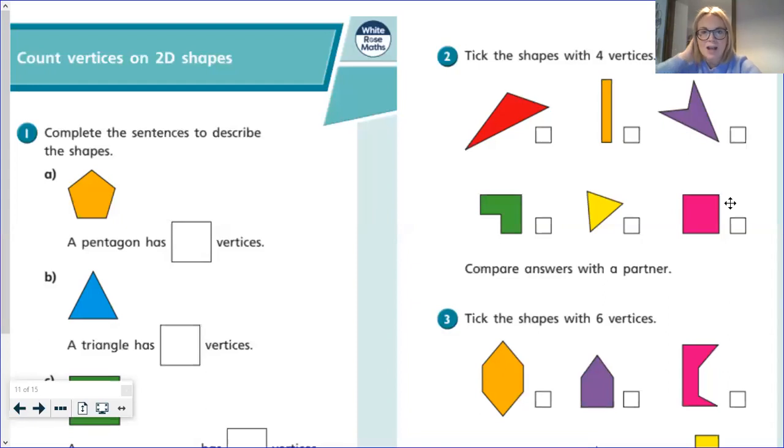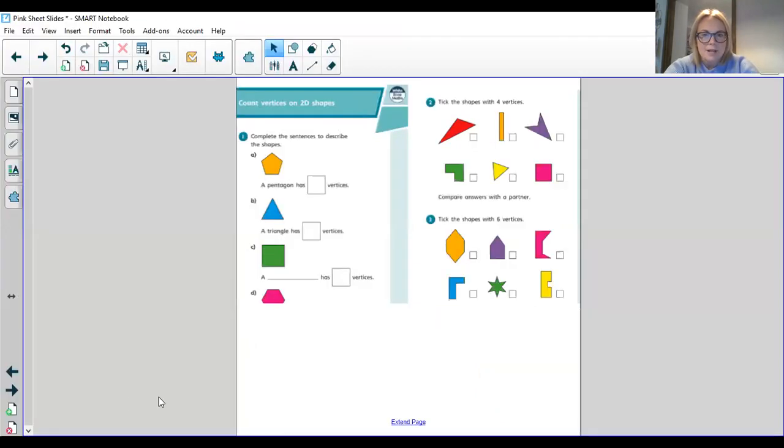Okay, here is your worksheet for today. So you're counting vertices on 2D shapes. Now, I can see that this is covering a little bit up, so let's just go like that instead. Okay, so first of all, number 1, A, B, C, and D, we'd like you to put into the box the number of vertices on each 2D shape, and then on the line, just fill in the 2D shape. That's the bit that it's describing, and you can see the picture of.